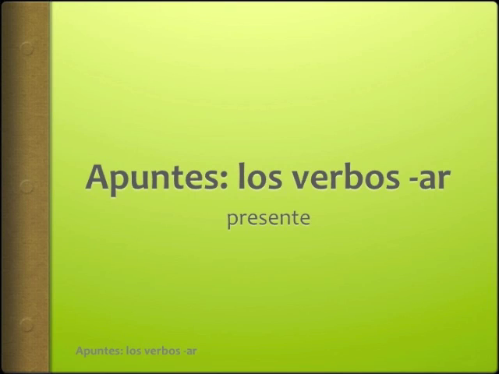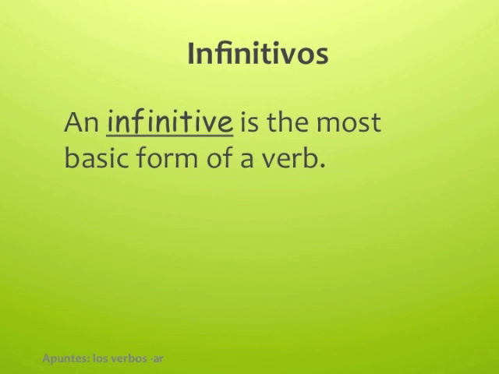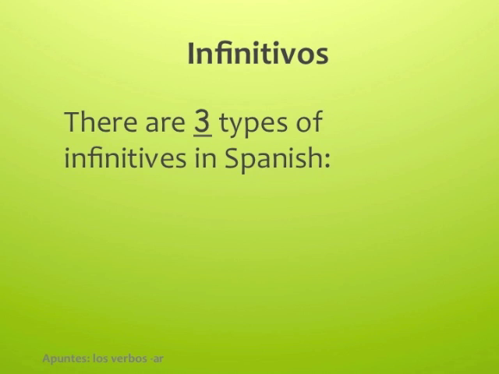This video goes along with the note-taking guide entitled Apuntes, los verbos a presente. An infinitive is the most basic form of a verb. There are three types of infinitives in Spanish: AR, ER, and IR. To determine what type each verb is, look at the last two letters.